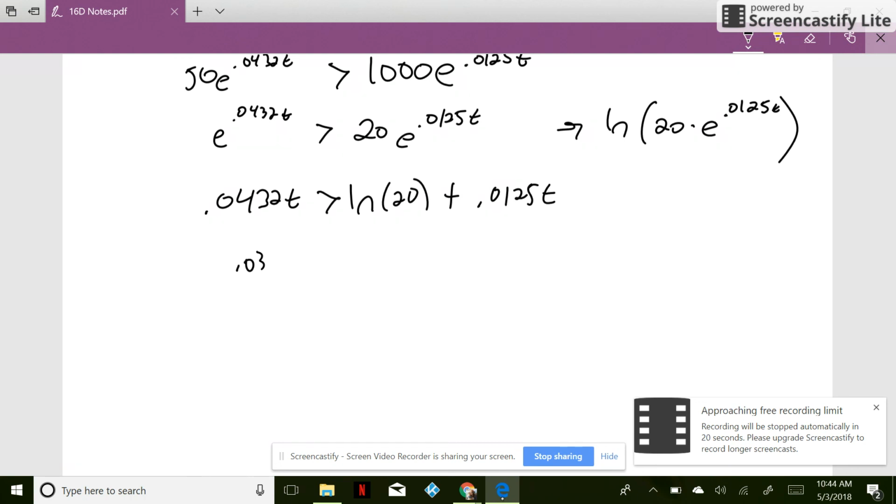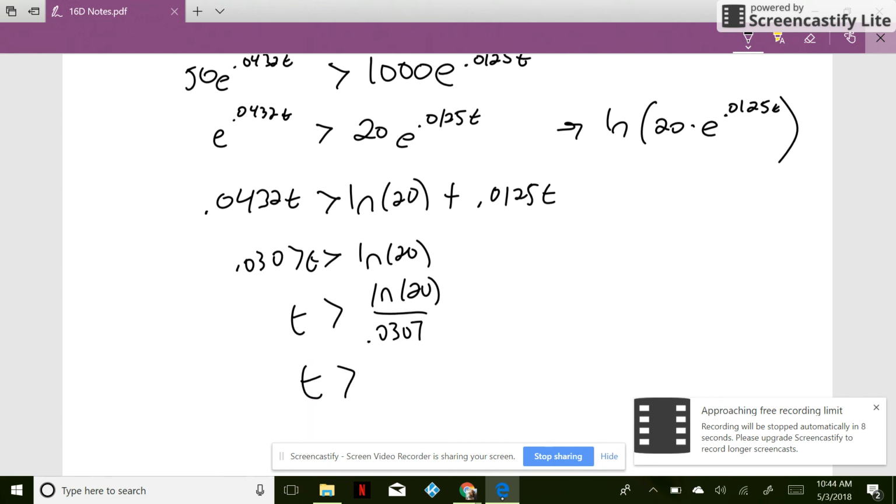So we can subtract our t's. We get 0.0307t is greater than ln of 20. And then divide. And t has to be greater than about 97.58 minutes.